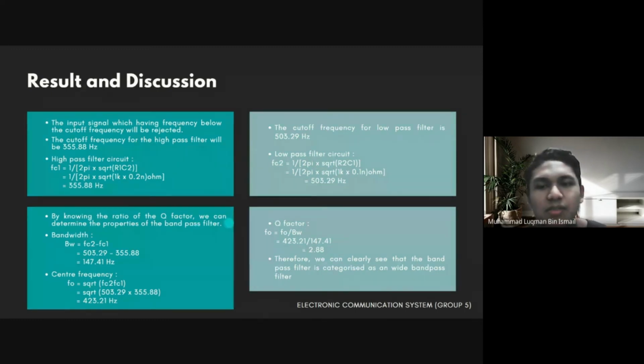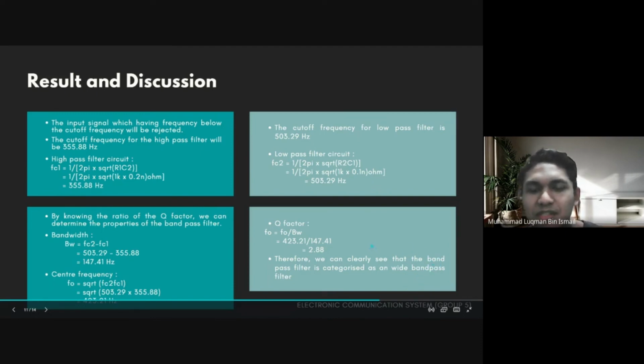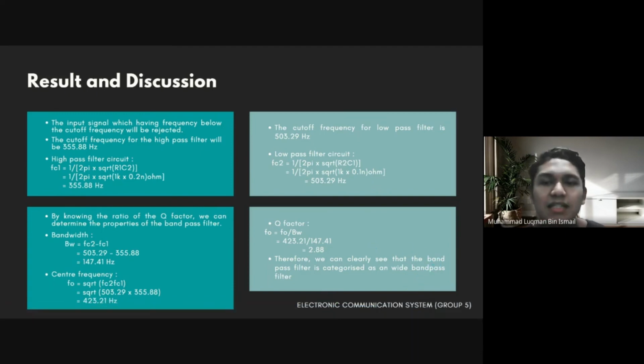423 hertz. So by knowing the bandwidth and the center frequency, we have found the Q factor, quality factor, which is approximately 2.88. The Q factor in short is just the ratio of the center frequency to the bandwidth. So by knowing the Q factor, we can conclude that our circuit is categorized under the wide bandpass filter. So that's the parameters of our circuit. That's all for me. Thank you.